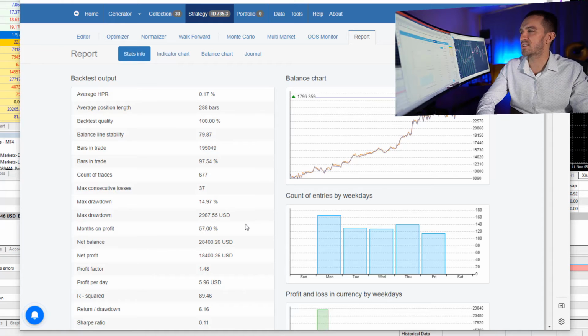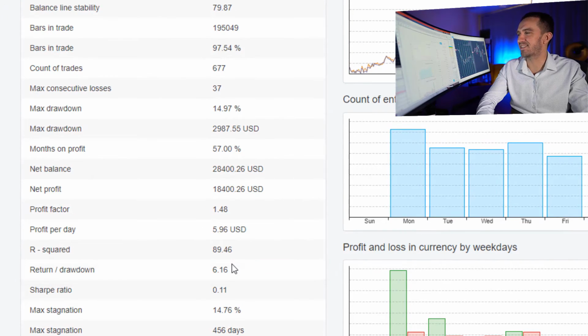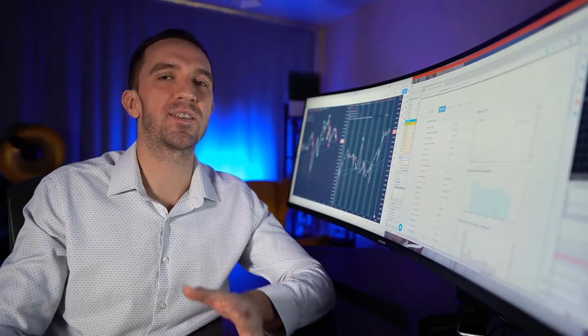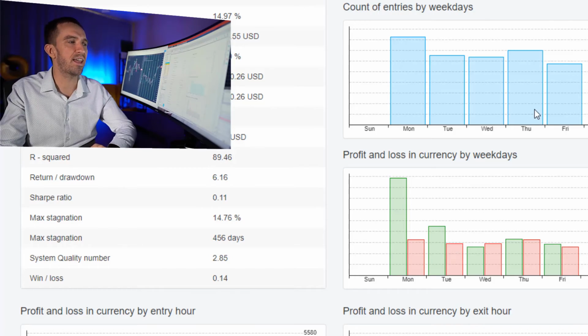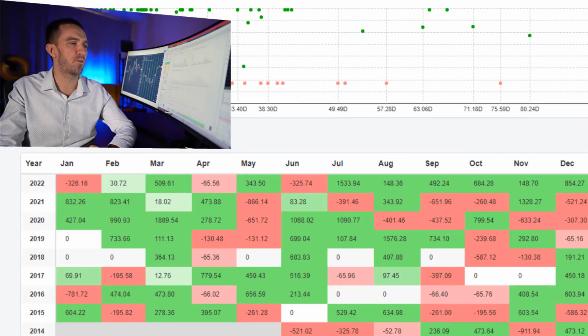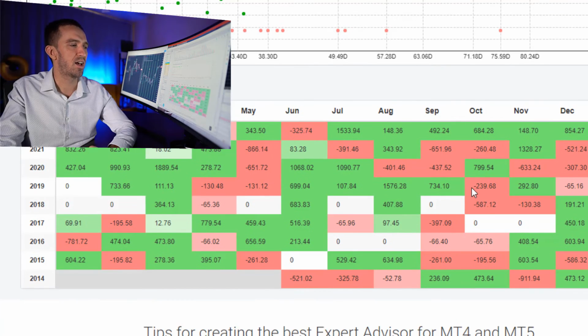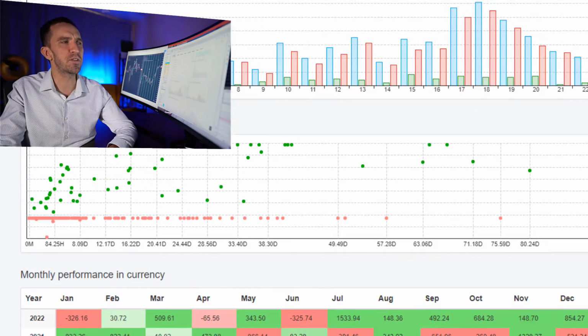Now if I go to the statistical information, you will see that the return to drawdown is 6.16 at the end of the day, and we have profit factor of 1.48, which means that we have more profits than losses at the end of the day. The strategy does really well on Monday and Tuesday, of course, as well during the rest of the days, but you see that the long trades on Monday are performing the best. Monthly performance, okay, which is very important. There will be losing periods with the strategy, but we have more winning months at the end of the day. It's a pretty decent strategy.